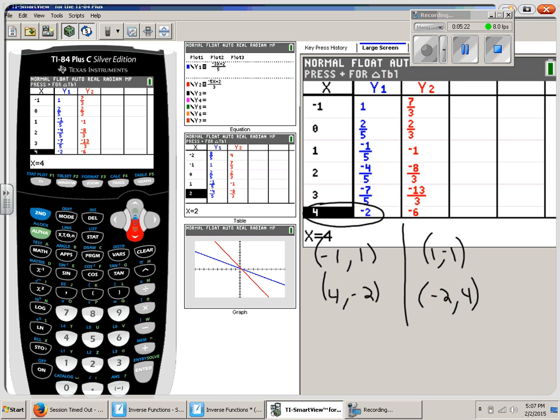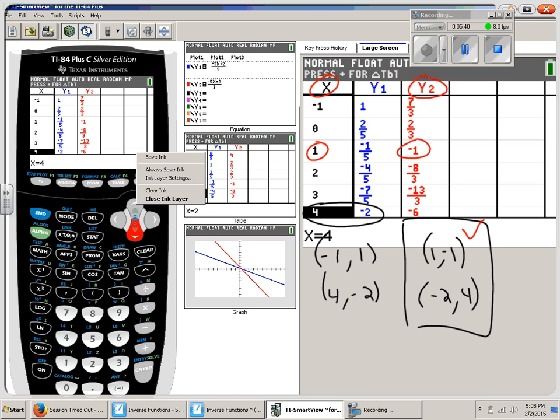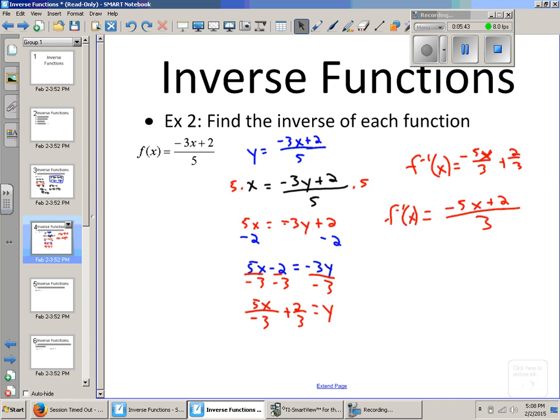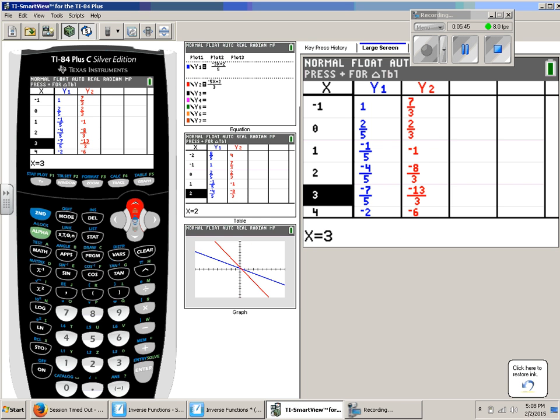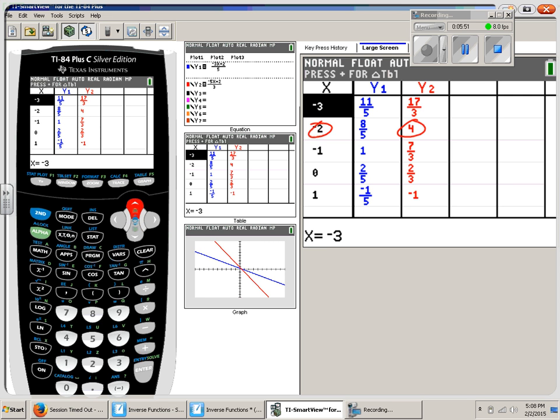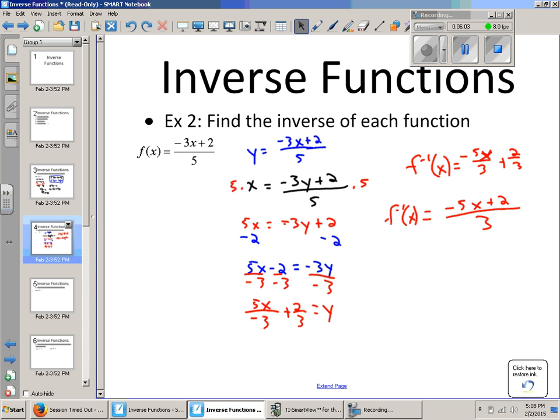So now I'm going to find these two new ordered pairs, and I want to find them in x and y2. So is 1, -1? Yes, that's there. And -4, 2 is there. So both my points are there. So that means I've done this correctly. If one of the ordered pairs is not there, that means we've done something wrong, and you want to go back and check your answer.